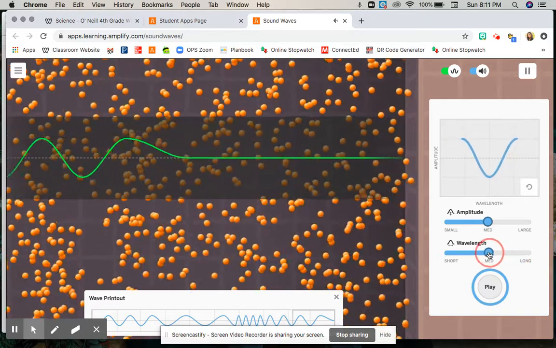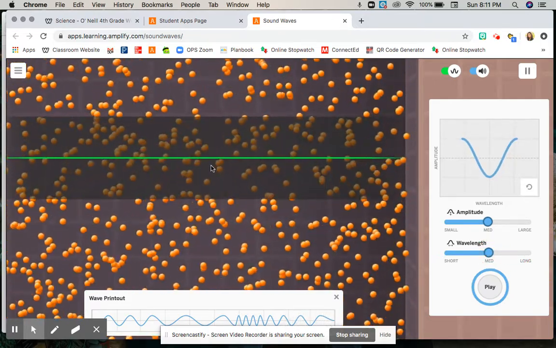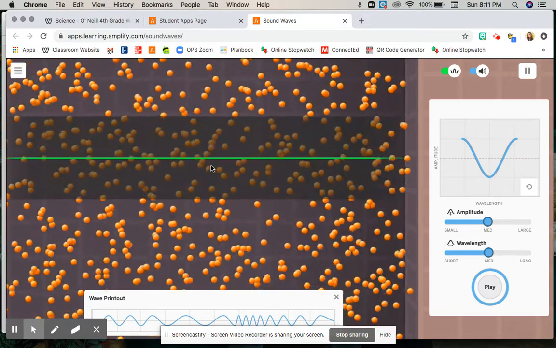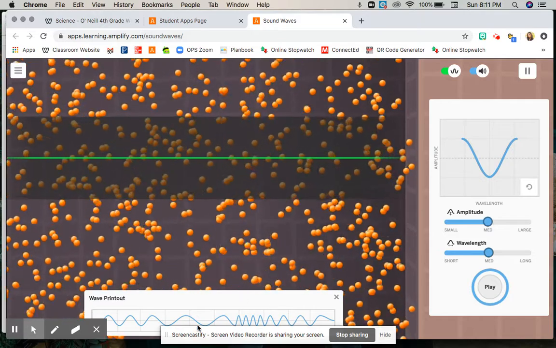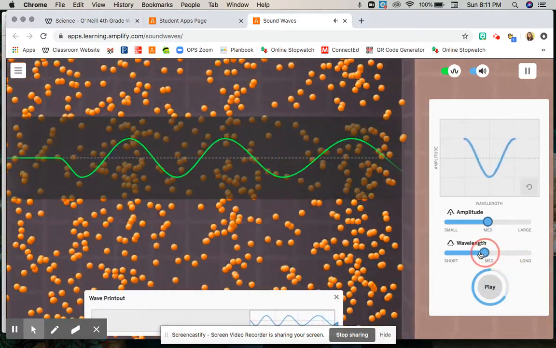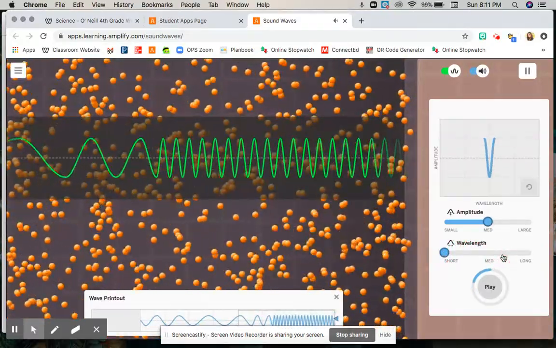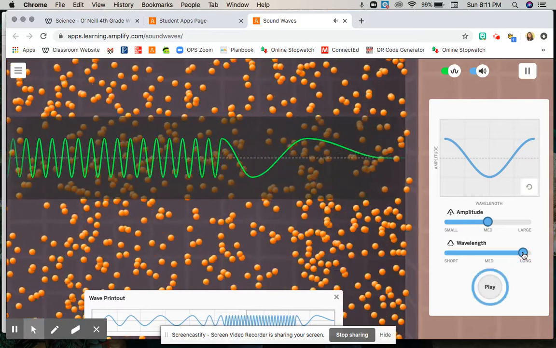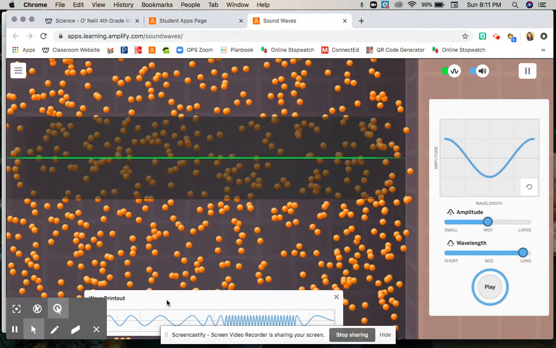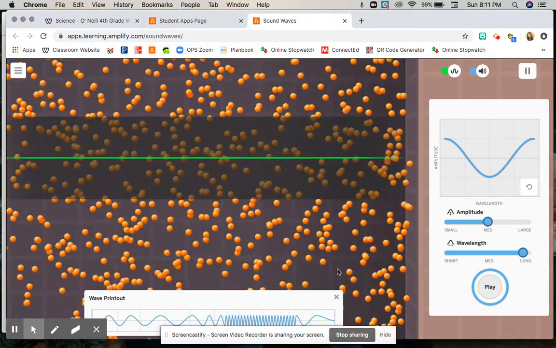So remember, we need to use our eyes and ears to observe what is happening. So look at what's happening with the wave here, and with your ears, listen. Is it getting higher? Is it getting lower as far as pitch goes? You can even look at this wave printout at the bottom. So my question for you is, what do you notice about the sound when it looks like this? What do you notice when it looks like this and it's closer together? That's what you guys are observing today.